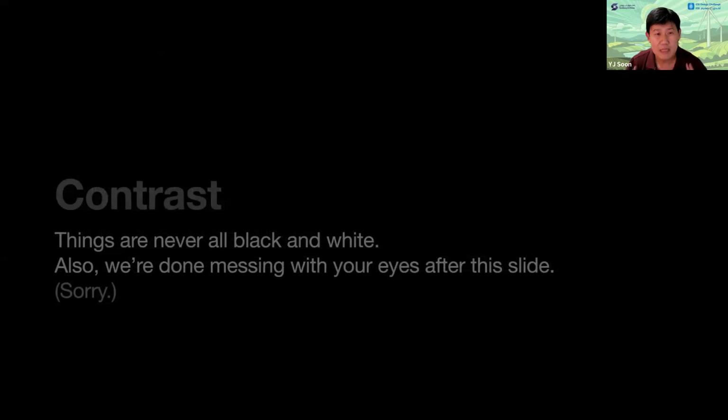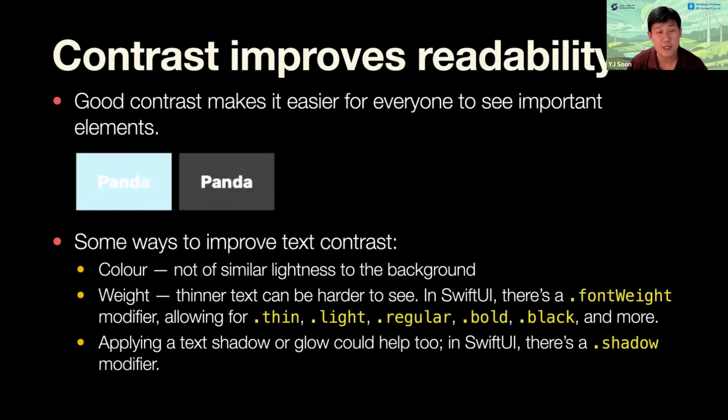As you can see, some of the text on screen is very difficult to see, right? So contrast is very important. Contrast means how well you can distinguish things from the things behind them. You can see that the left panda word is very hard to tell. The right panda word is a bit easier to tell because the left one is light text on a light background. The right one is light text on a dark background.